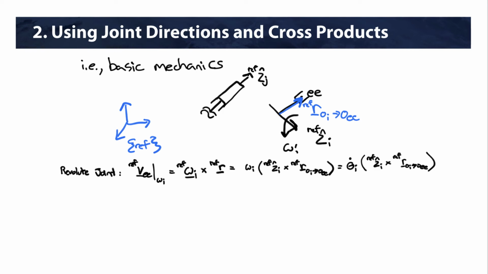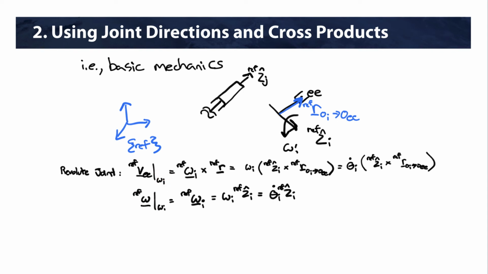All right. Our revolute joints also obviously provide an angular velocity, which is simply omega i, the omega i magnitude times Zi, which is the same as saying theta i dot Zi. All right, and so these are the translational and the angular components due to our revolute joint.